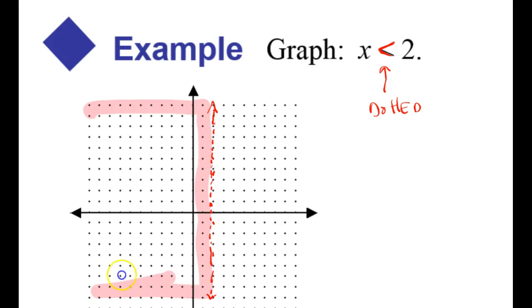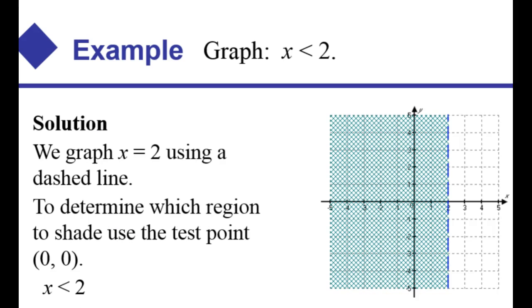And notice 0, 0 is a solution this time. And so in checking 0, 0, it should be a true statement. So 0, 0 is being shaded, and let's plug it in. Is 0 less than 2? That is true, and I'm shading that point, and I feel pretty good about that solution.